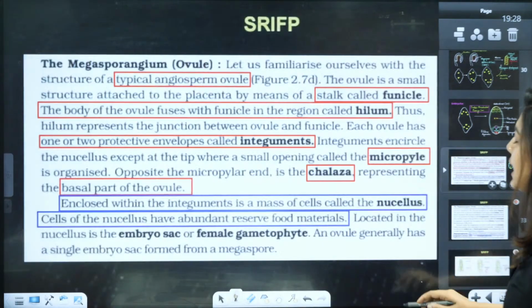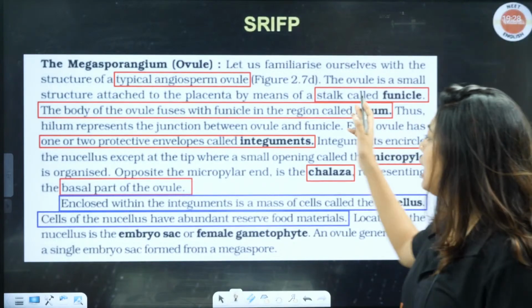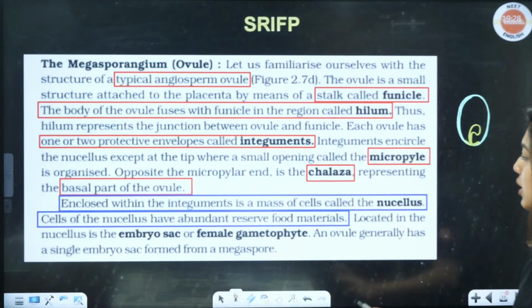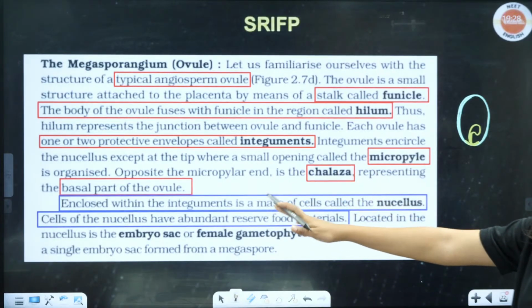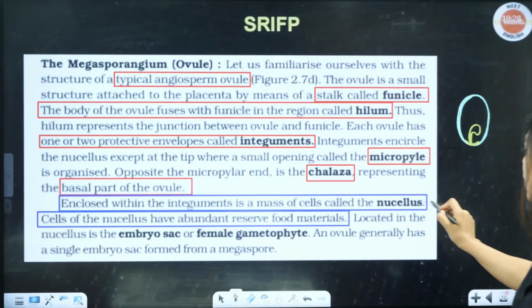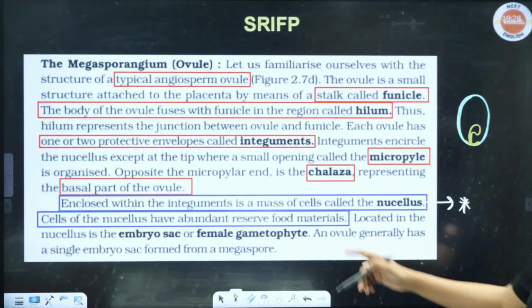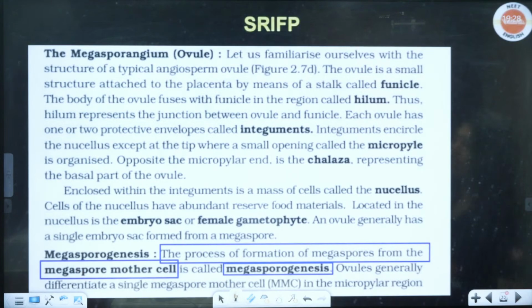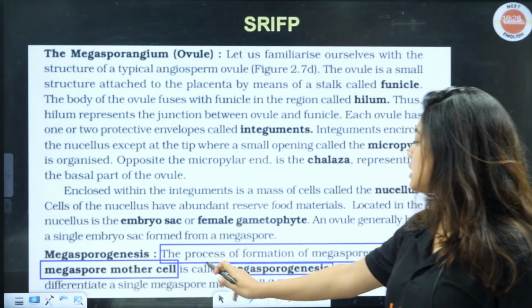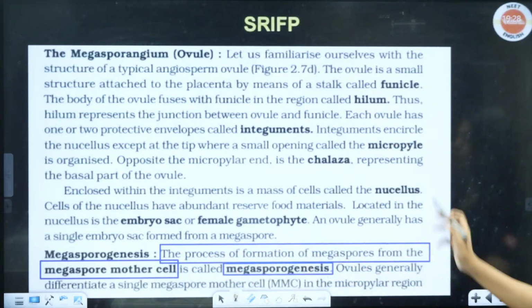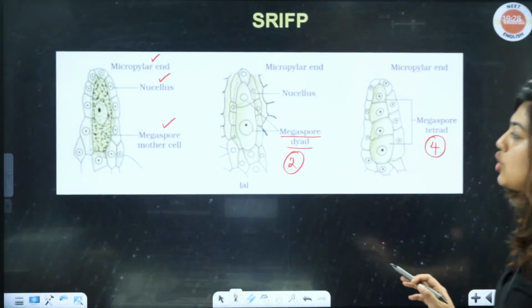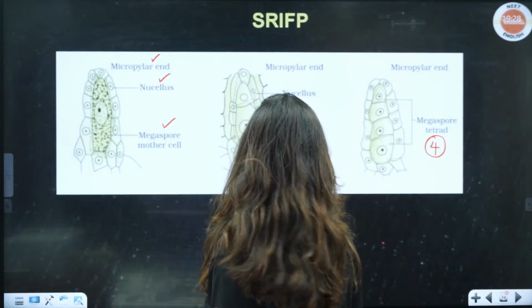Understood? So look here, the same explanation is given: funicle, hilum, integument, chalazal, micropyle, basal part of the ovule. Now look here, enclosed within the integument is the mass of cells called the nucellus. Important: cells of the nucellus have abundant food reserve material. Located in the nucellus is the embryo sac or the female gametophyte. Megasporogenesis: the process of formation of megaspores from the megaspore mother cell is called megasporogenesis. Understood? So look at this diagram.